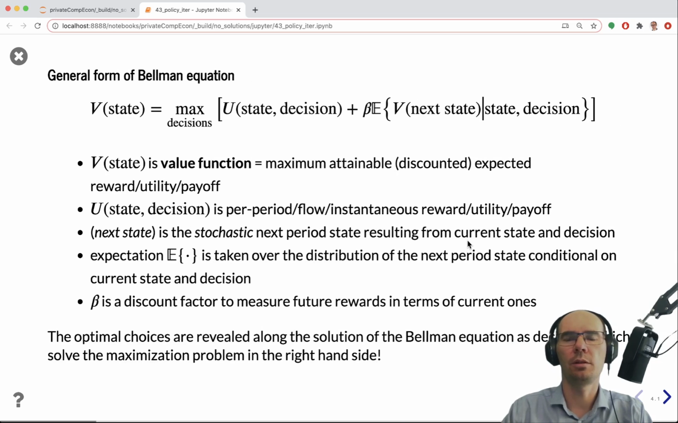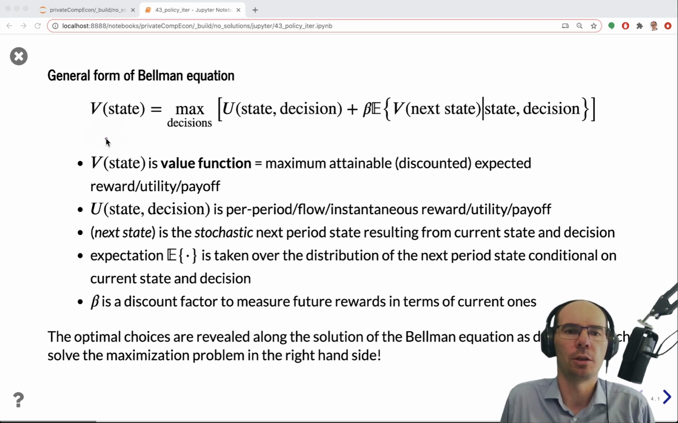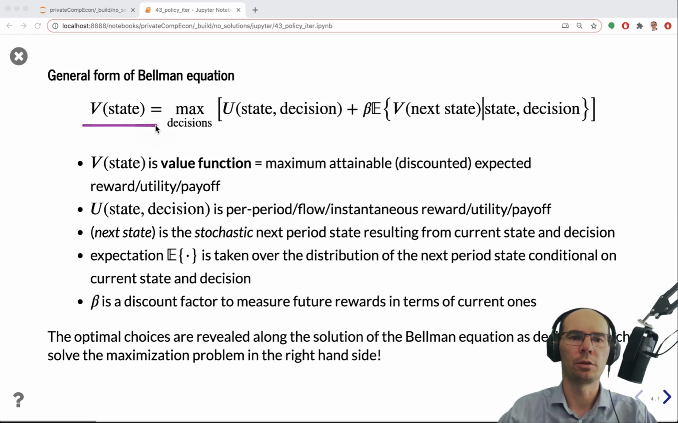Okay, so the method contains all the same fundamentals, all the same components as any dynamic programming problem. So let's look again at the general form of the Bellman equation. We have the value function, which is a function of state, on the left-hand side, and then on the right-hand side we have this maximization problem, which implements Bellman's optimality principle, right? We are maximizing over some decisions, and by this we are finding the optimal choices, which is the policy function.